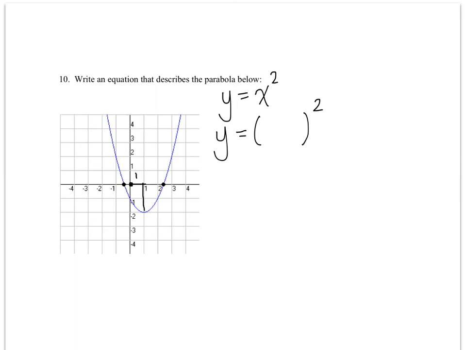We went 1 to the right, which you know is an x minus 1, and since we're on the other side of y, we went 2 down. We can keep that at a minus 2. Writing that in true vertex form, it would be y plus 2 equals the quantity of x minus 1 squared.